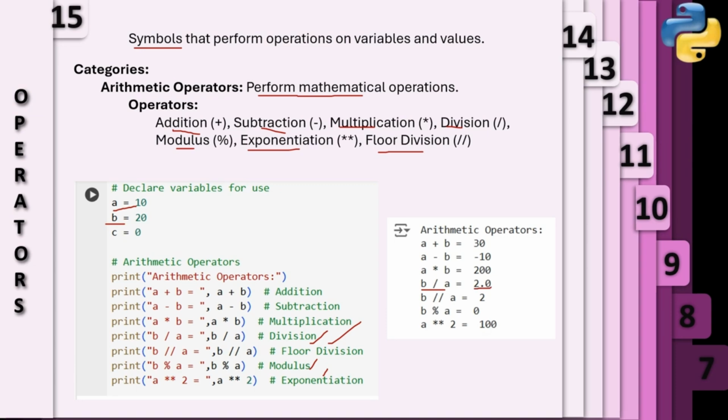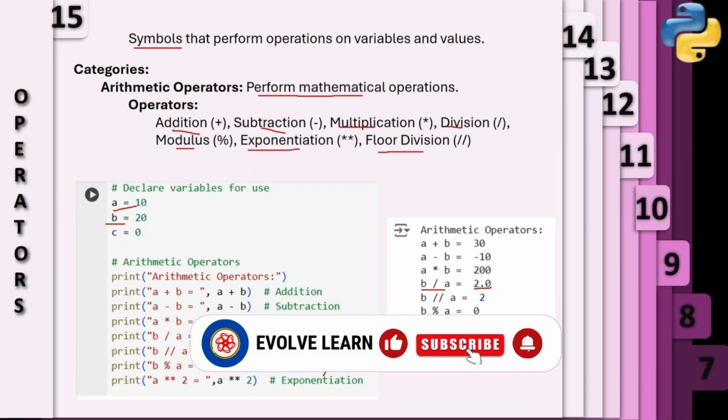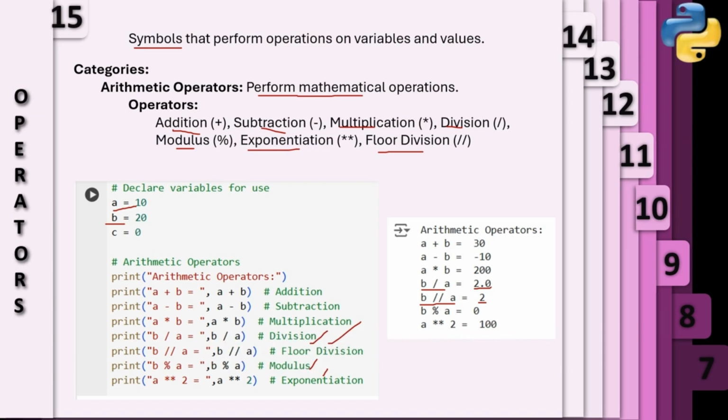Coming to float division, it also does the same, but it returns the largest integer less than or equal to the result. For example, if we consider the result is 3.5, it will give the result 3, and the result should be an integer only. Coming to modulus, it returns only the remainder of the division, that is 0 in this case.